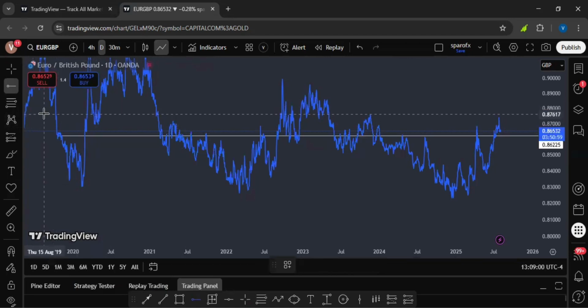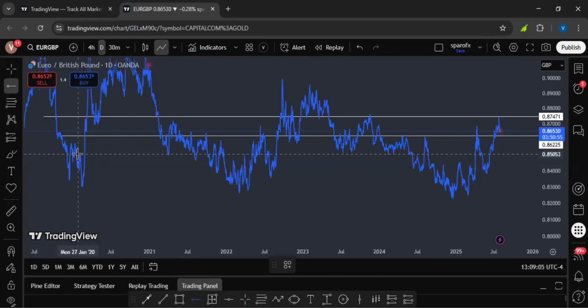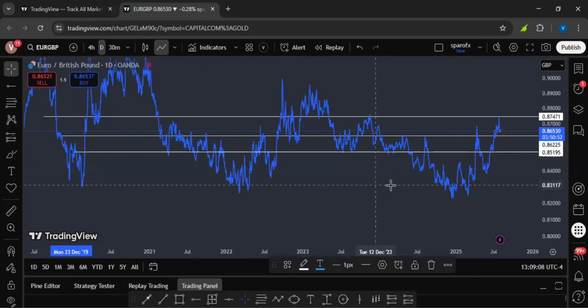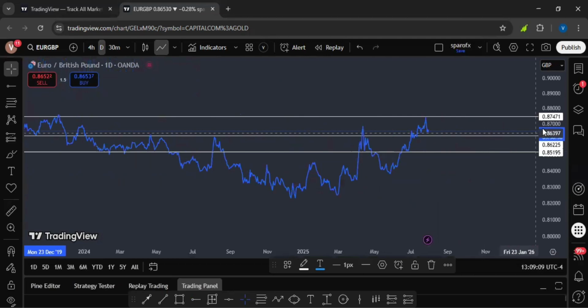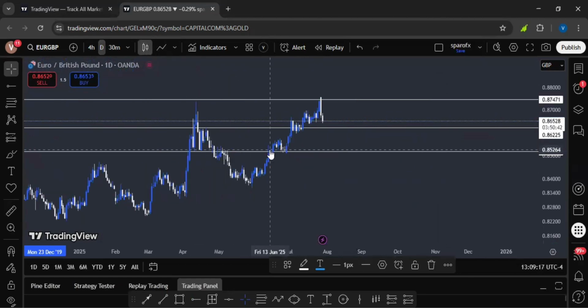I'll go with this one and probably this. So I'm going to be working with these levels after incorporating my higher time frame structure, which is bullish. Now, after marking out my key levels, I'm only going to be waiting to make trading decisions off these levels.